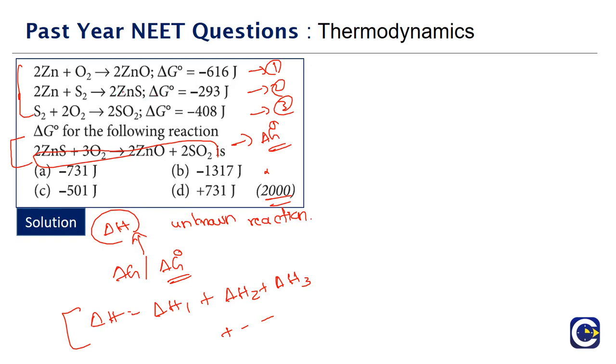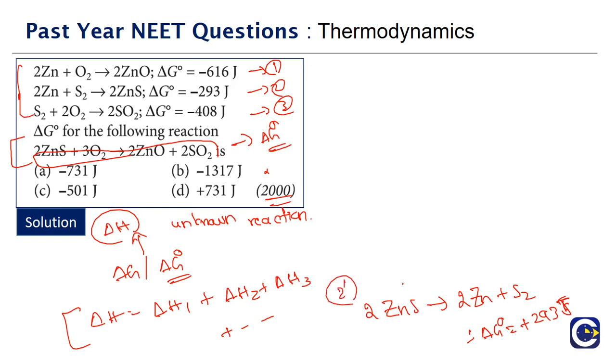When we reverse the second reaction, it will become 2ZnS gives rise to 2Zn plus S2. And for this del G naught will be equal to what? So when you reverse the reaction, del G naught will be equal to negative of the original reaction del G, which is what? Minus of minus 293 will be plus 293. Okay. So second reaction we are reversing it. So let's call it as 2 dash.